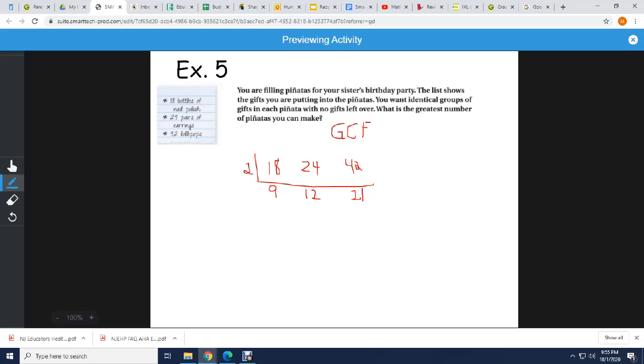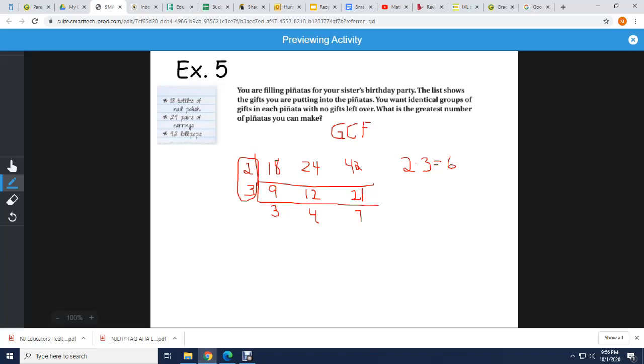Right? And so here, I see right away that 3 goes into all of these as well. 9 divided by 3 is 3. 12 divided by 3 is 4. And 21 divided by 3 is 7. Now, is there anything that goes into 3, 4, and 7? No. There's nothing else. So right here, here's my icing. I do 2 times 3. 2 times 3 is 6. And my greatest common factor here is 6.